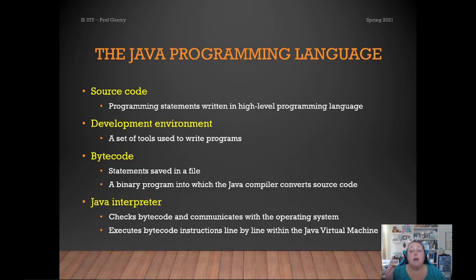Then Java is going to use a compiler, so it's going to convert what you write in your source code into bytecode. It's going to be statements saved in a file, typically converted into machine language or binary so that the computer can understand it and know how to run it. Finally, a Java interpreter is then used to check that bytecode and communicate with the operating system on how to execute those commands. Okay, then it's going to execute those commands within your virtual machine.